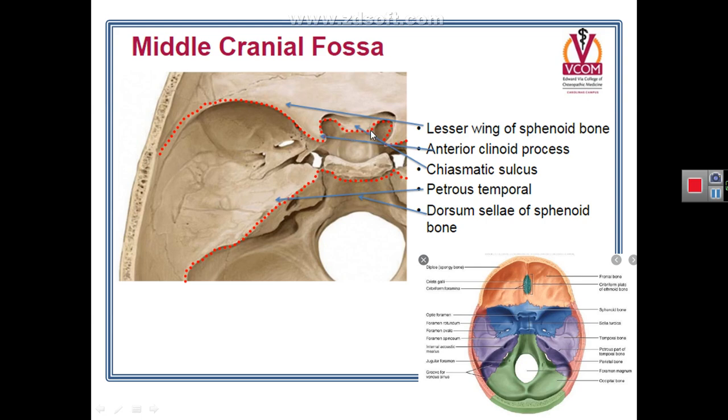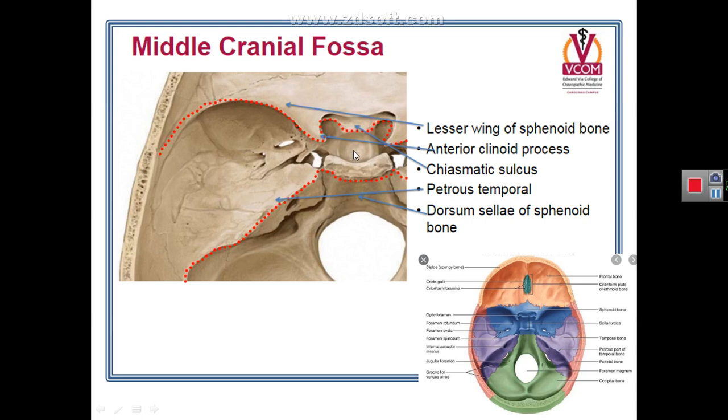The lateral ends of this ridge of bone are called the middle clinoid process. While posteriorly, the hypophyseal fossa or the sella turcica is limited by a bar of bone that is called dorsum sella. The posterolateral angles of the dorsum sella are called the posterior clinoid process. Therefore, this is the posterior clinoid process, this is the middle clinoid process, and this is the anterior clinoid process.